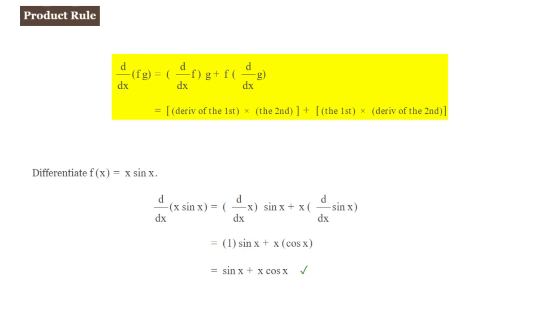Now let's look at the product rule. That is, if you have to find out the derivative of product of two terms. So d by dx of f into g is given by d by dx of f into g plus f into d by dx of g. Or you can also state it as derivative of first into the second plus the first into derivative of second. So differentiate f of x is equal to x sin x.